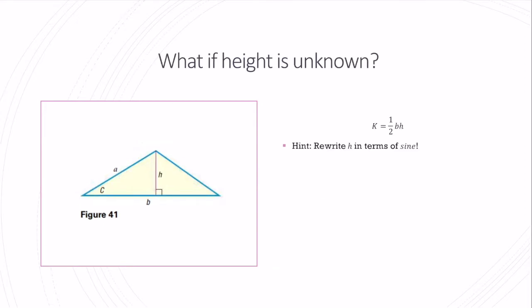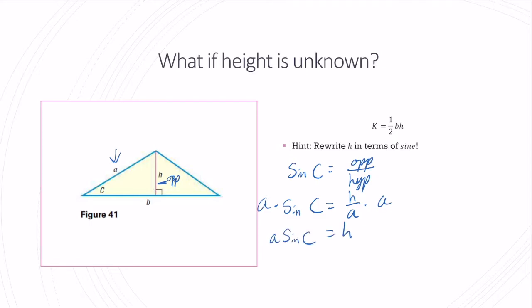Well, if the height is unknown, we can rewrite h in terms of sine. I know sine of C is opposite over hypotenuse. Well, that opposite side to C is h. So sine of C is h over our hypotenuse, which for this triangle would be a. And if I multiply both sides by a, I find that a sine of C equals h. So now I can substitute that.